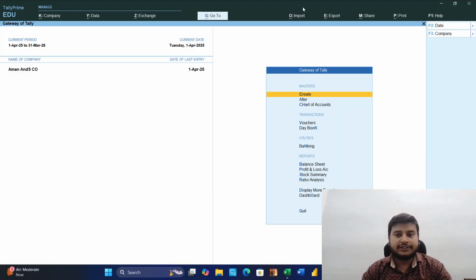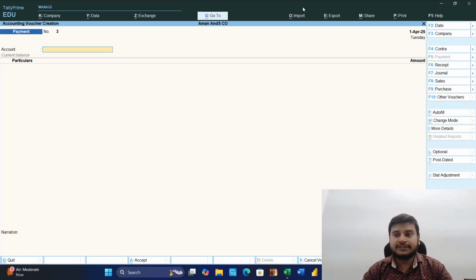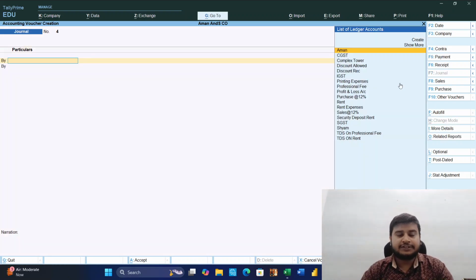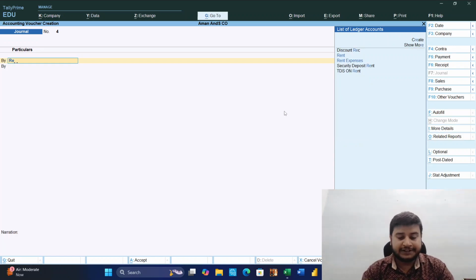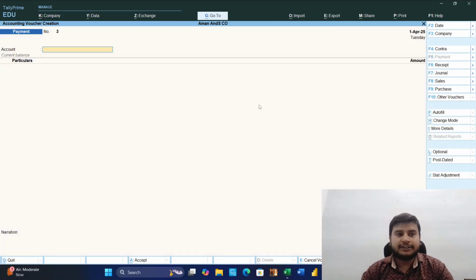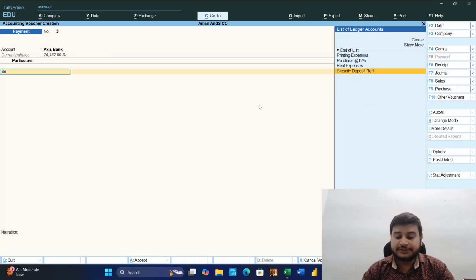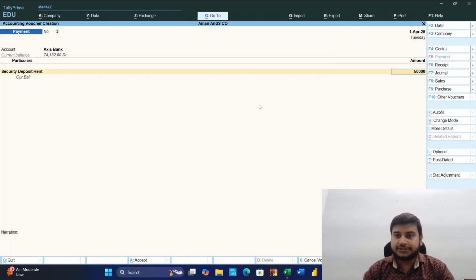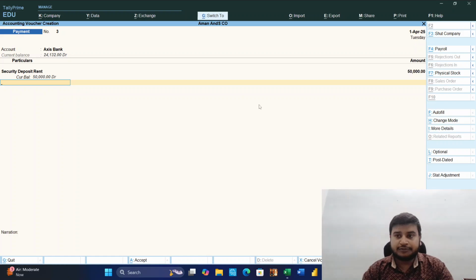First we will go to vouchers. First we will pass an entry in journal. First we will pass the security deposit entry. So we have to make a payment from Axis Bank account, security deposit amount 50,000.